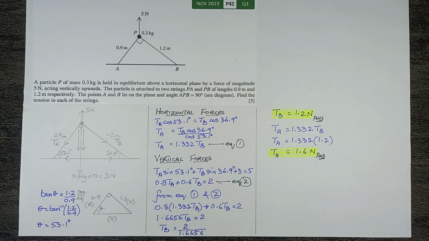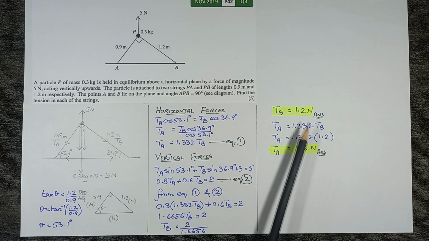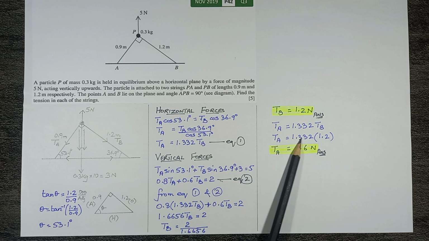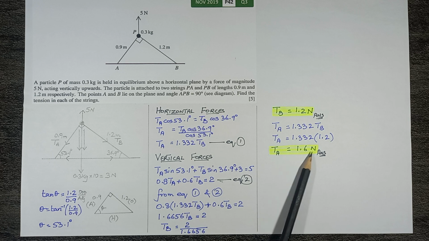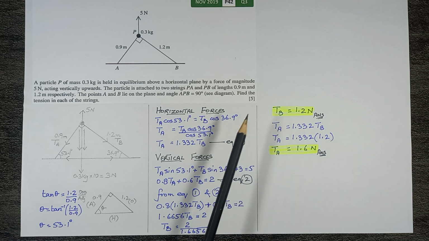After getting the value of this 1.2 Newton, just place this value of TB in the first equation, which is TA equal 1.332 TB. Just place the value of that over here, and this TB is 1.2 Newton over here, and TA is equal to 1.332 multiplied by TB, which is 1.2, getting the answer of TA, which is 1.6 Newton. So finally we have found the values of TA and TB, which are basically the tensions in both the strings.